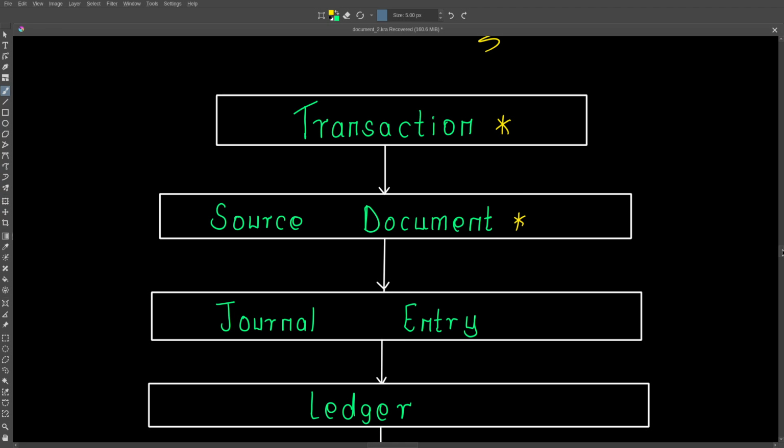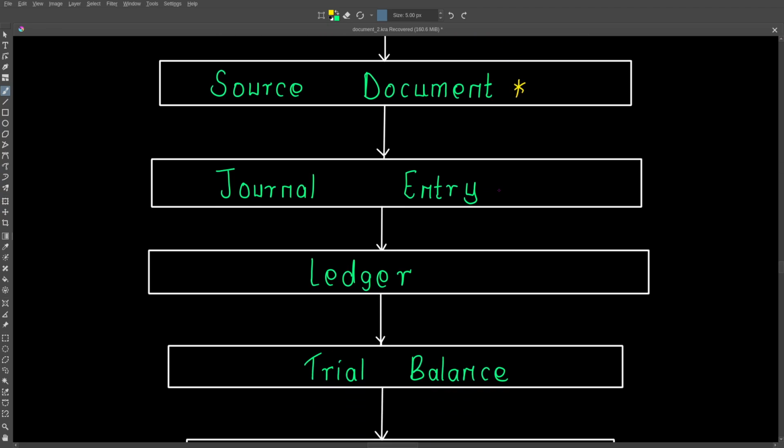Then after doing that, they record that transaction by passing a journal entry, basically by being able to debit a certain account and credit another account. This is because of the double entry accounting system, okay? And this means we are able to identify the two things that are happening when a transaction happens.